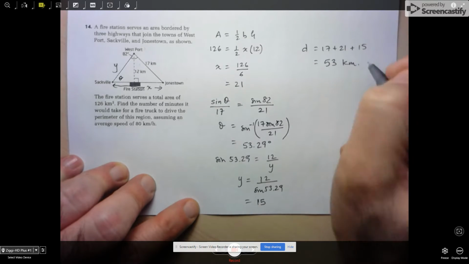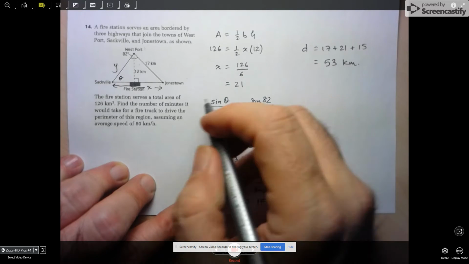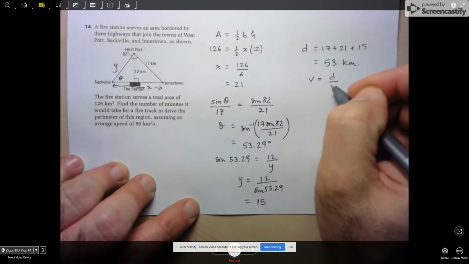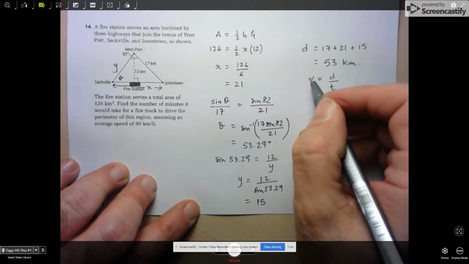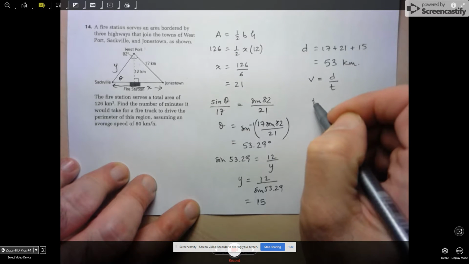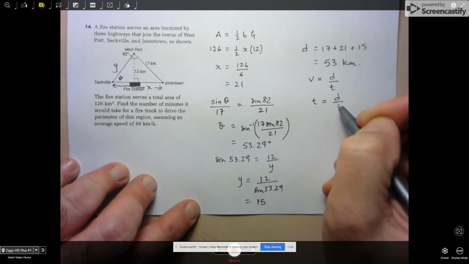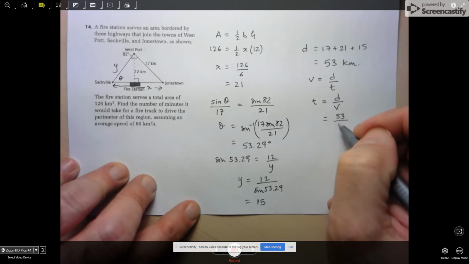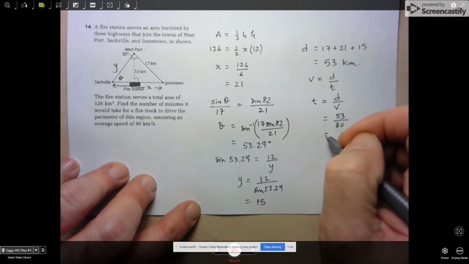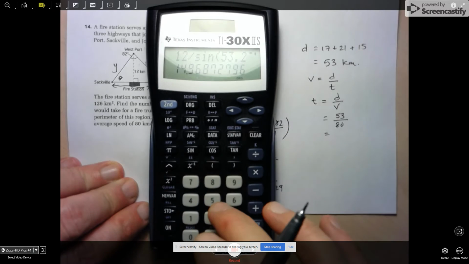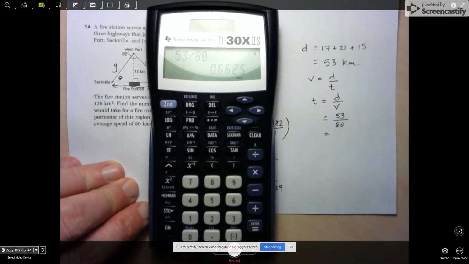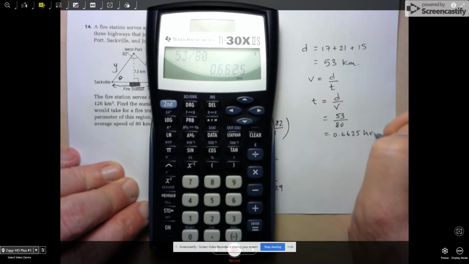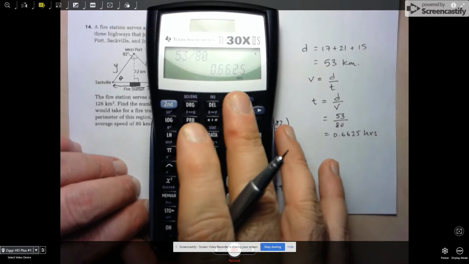So that's 53 kilometers. All right, and so now if we're looking for the time, remember velocity or speed is equal to distance over time. So if I want to find time, I just have to do a little cross multiplying here. Multiply t to the left and divide v on the right. So the time is a distance of 53 kilometers divided by a speed of 80 kilometers per hour. And we're left with 53 divided by 80 is 0.6625 hours.